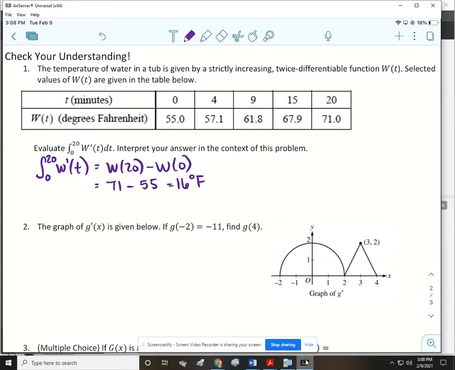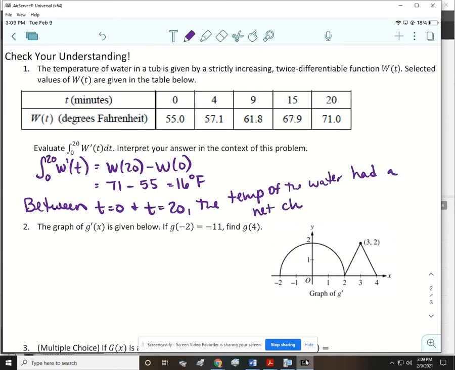Right, and then what this means is between t equals 0 and t equals 20, the temperature of the water had a net change of 16 degrees Fahrenheit. Now that's obvious from that table that that's what that means, but we needed to find the integral using that table.